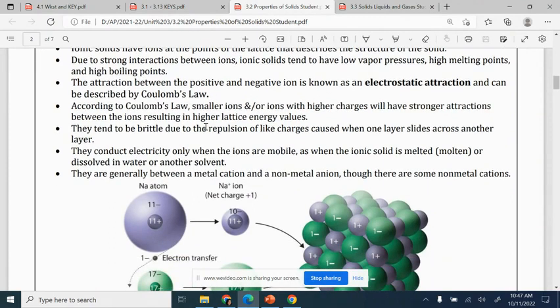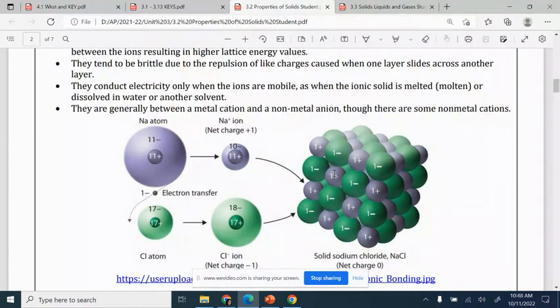They tend to be brittle. That is due to the repulsion of like charges. So this was one of the questions that you had on a recent test.